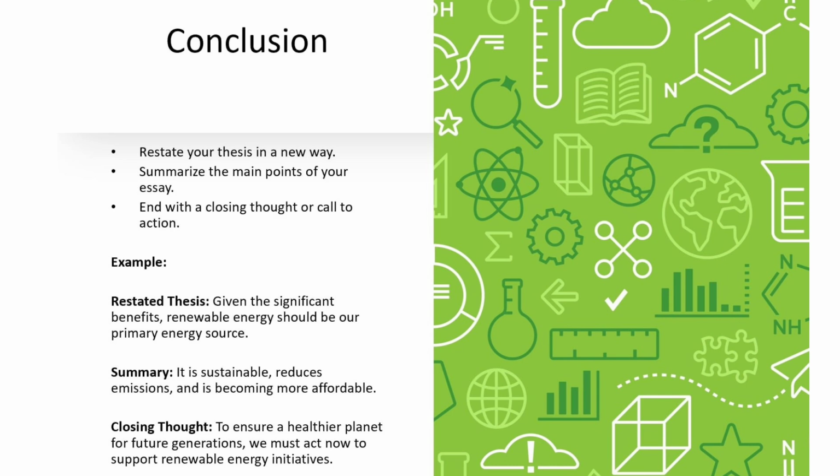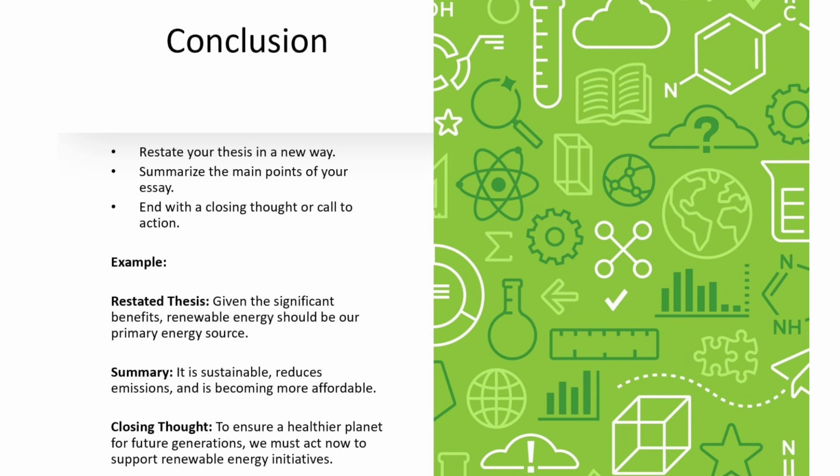Addressing counter-arguments. Addressing counter-arguments is a key part of argumentative writing. It shows that you have considered different perspectives and are prepared to defend your position. First, acknowledge the opposing views. This might involve summarizing the main points of the counter-argument. Then refute these counter-arguments with evidence. Explain why these opposing views are incorrect or incomplete and provide evidence to support your refutation.